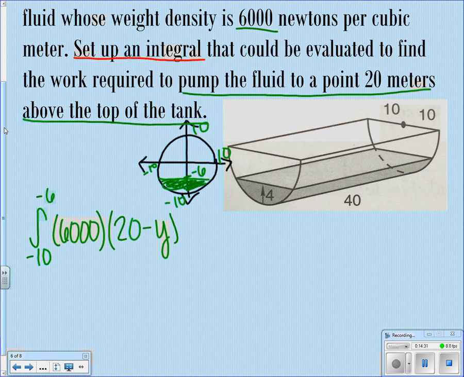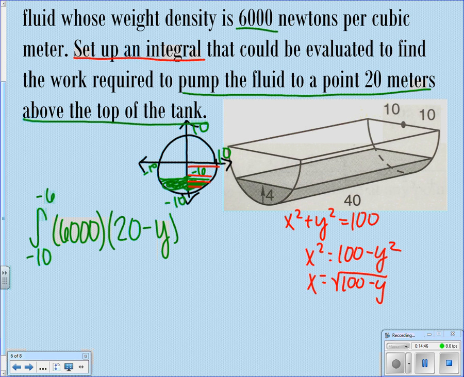So the length of your figure is going to depend on the circle equation, which we would say x squared plus y squared equals 10 squared, which is 100. So x squared equals 100 minus y squared. So x equals the square root of 100 minus y squared. So we can say square root of 100 minus y squared for our length. The depth of the tank is 40. And then your height is going to be the change in your y, so dy.